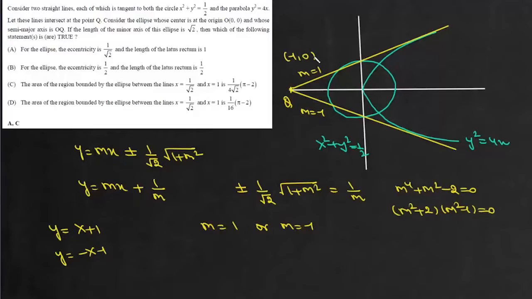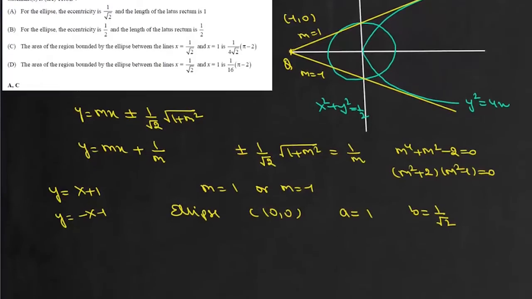Now it says consider an ellipse whose center is at origin and whose semi-major axis is OQ. So we have an ellipse with center at origin and semi-major axis is this a, and this a is 1. And length of minor axis is root 2. That means 2b is root 2, so b is 1 by root 2. Then which of the following statements is or are correct?